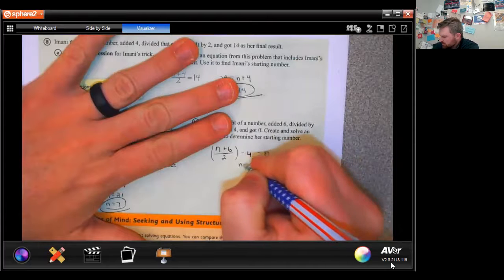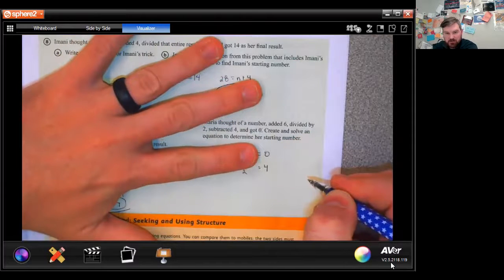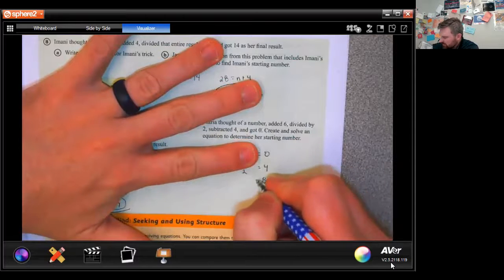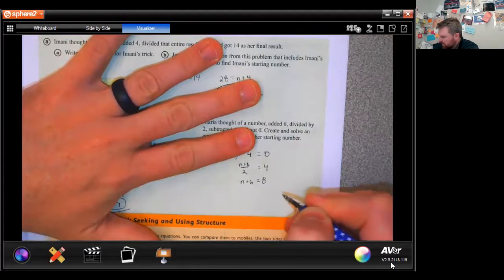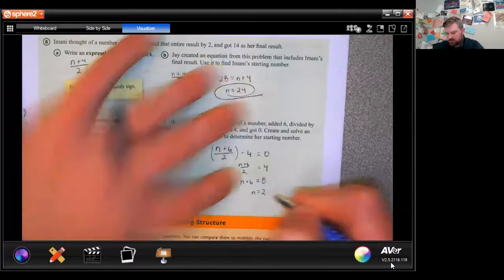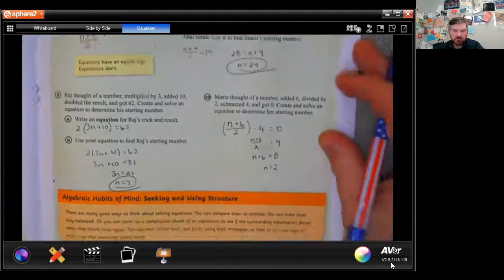So n plus 6 over 2. Then the last thing was divide by 2. So what number divided by 2 is 4? That is 8 divided by 2 is 4. So that's n plus 6. Then what number plus 6 is 8? That would be 2. So Maria's first number was 2.